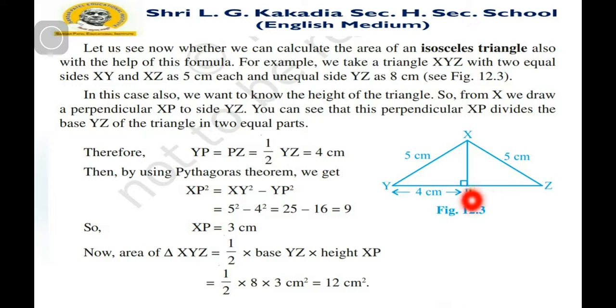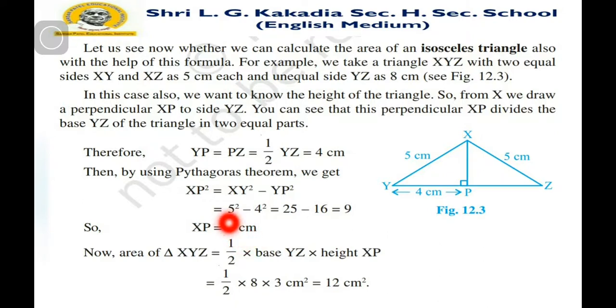Here given YZ is equal to 8 centimeter. So YP is equal to PZ is equal to half YZ, which is equal to 4 centimeter. Once again, using the Pythagoras theorem, we can find XP, the height of this triangle. So XP square is equal to XY square minus YP square, which is equal to 5 square minus 4 square, which is equal to 9. So taking square root on both sides, XP is equal to 3 centimeter.